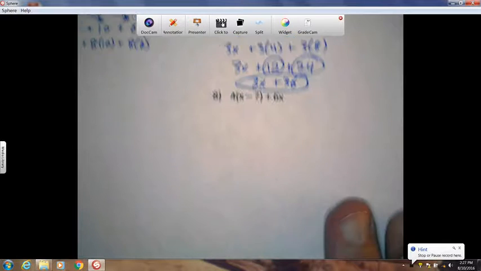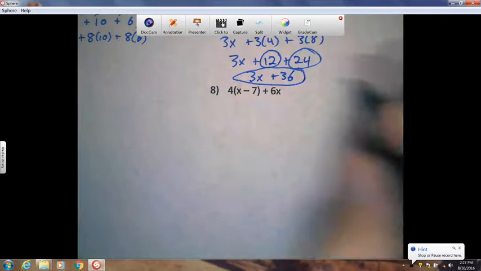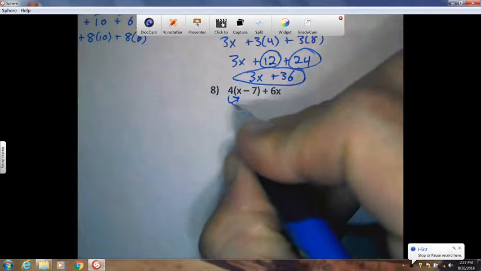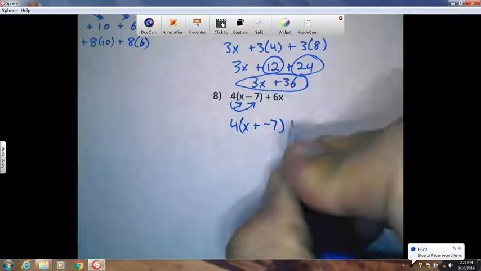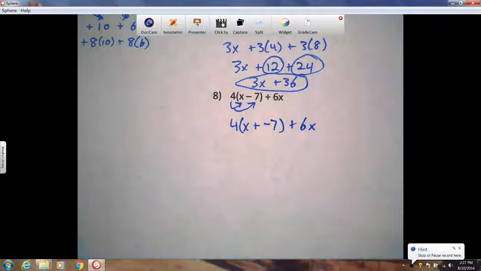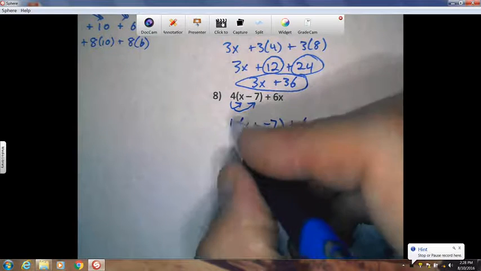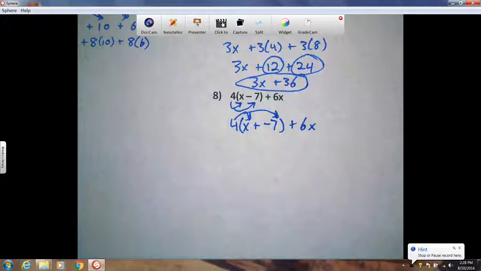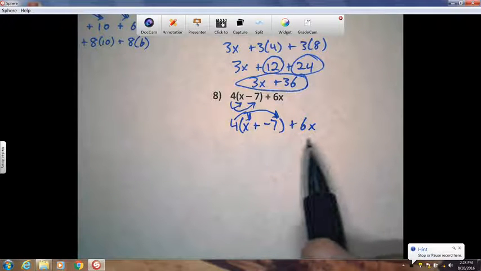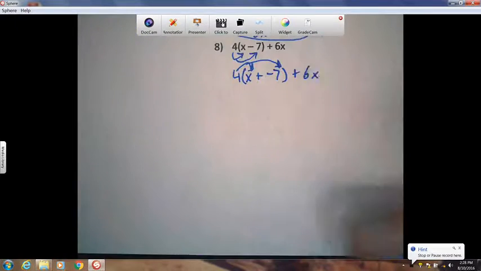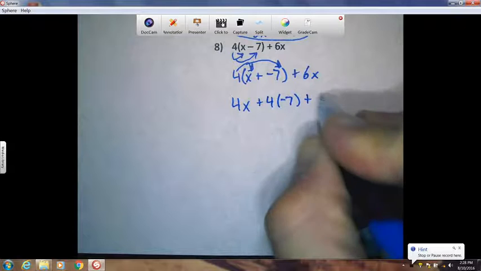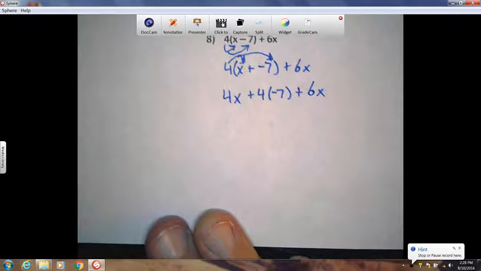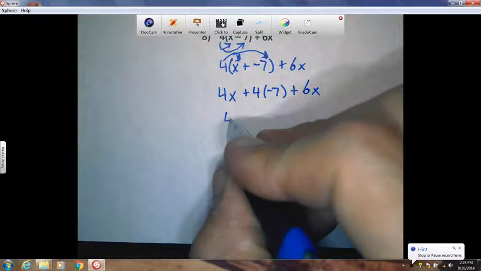Last one. And I'm going to change that so it's not confusing to addition of the opposite. So instead of minus a positive 7, I'm going to plus a negative 7, addition of the opposite. So I'm going to take what's outside parentheses, multiply it by everything inside. The 6x has nothing to do with it. It's not in the parentheses. So 4 times x plus 4 times negative 7. So that's 4x plus negative 28 plus 6x.